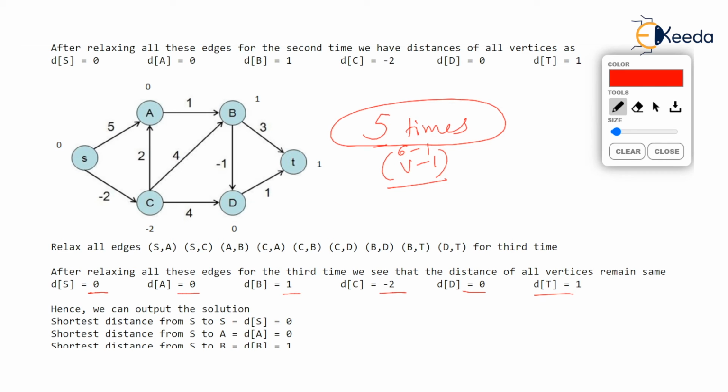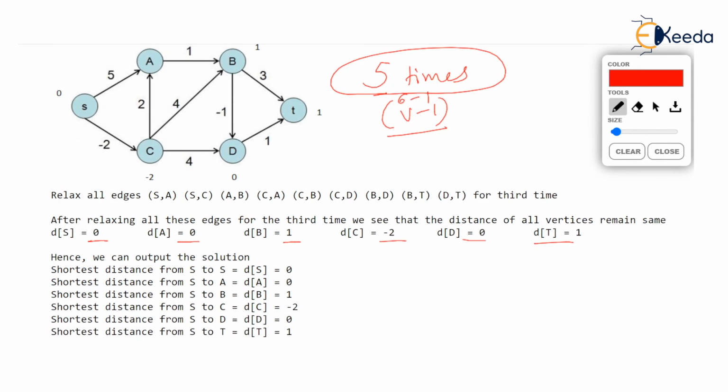Check that answer. The shortest distance from S to S is 0. Obviously, the shortest distance from S to S will be 0. But what is the shortest distance from S to A? Notice the shortest distance from S to A is also 0. How did you get this 0? Interesting. You should first go from S to C and from C to A. That is S to A, and the total distance is minus 2 plus 2, which is 0. That's why vertex A was at 0.